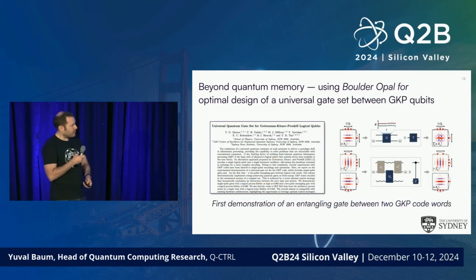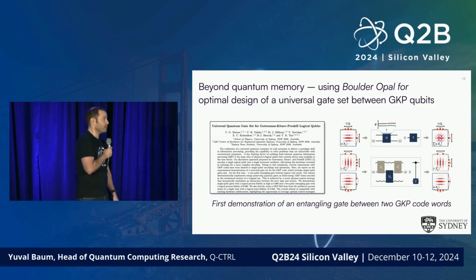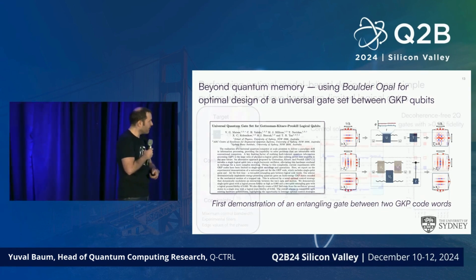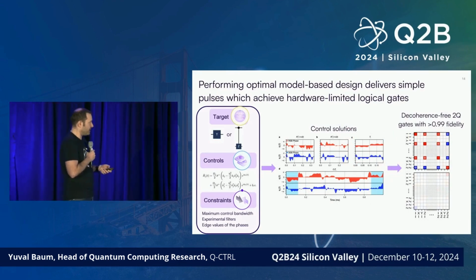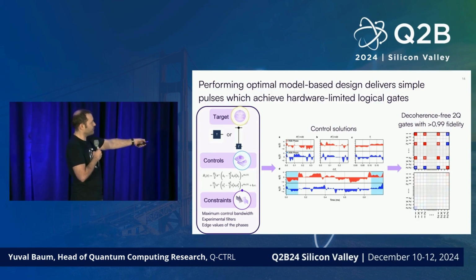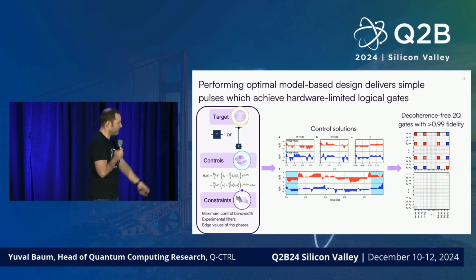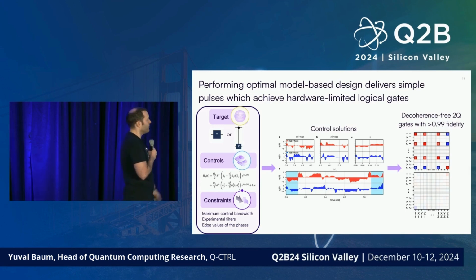And the last thing that I want to show you is also from the University of Sydney, where in this case the task was to design a universal gate set between GKP codes. And actually that was the first demonstration of an entangling gate between two GKP code words. So again, the same procedure as before. It's a model-based optimization. In this case, it's a T gate, a control Z gate, and also two other single qubit gates, pi over 2 or 90 degree rotations around Z and around X. So this is the gate set that they wanted to generate.